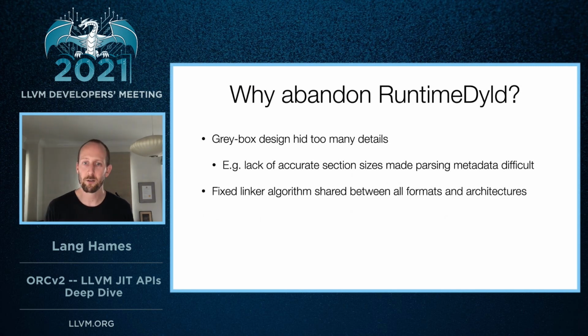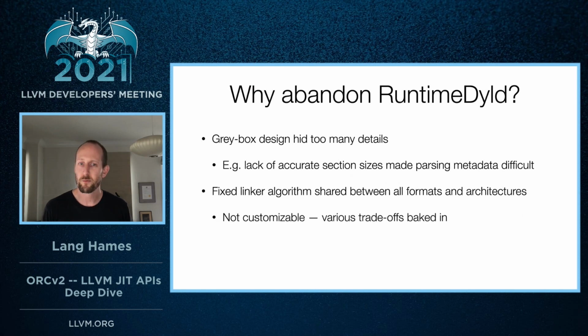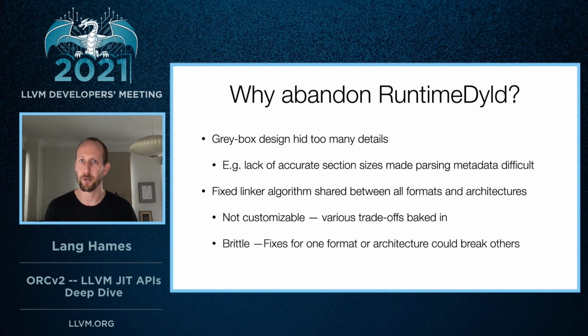It also had a fixed linker algorithm that was shared between all formats and architectures. This was not customizable, so it baked in various trade-offs that we would have liked to have been able to choose on a case-by-case basis, and it was brittle. Fixes for one format or architecture could easily affect another. That also made it difficult to fix. It would have been a very destabilizing process to try and turn runtime DYLD from what it is now into what we might want it to be.